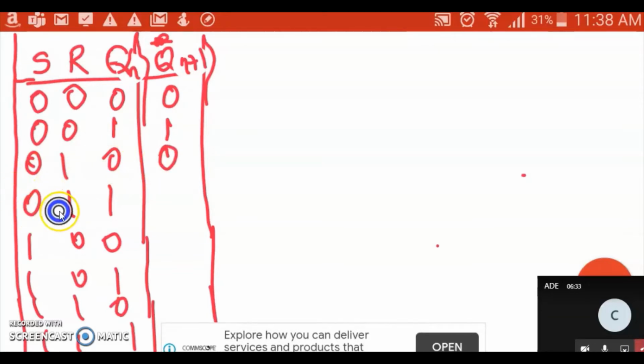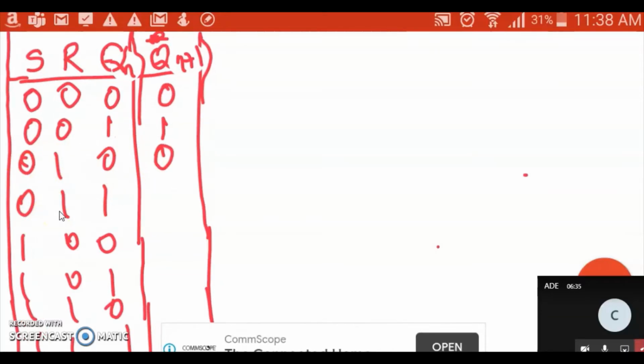So 0 1 reset, so 0. 1 0 set, so 1. 1 0 set, so 1. 1 1 is forbidden, so this condition can be any output. I'll write don't care, I can get 1 or 0. It is difficult for me to write it here, so you write down X here, don't care. So this is the truth table only.